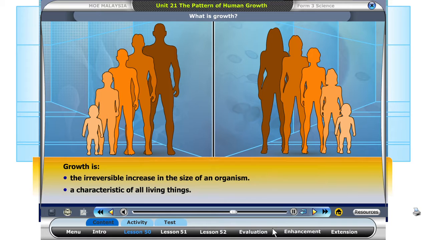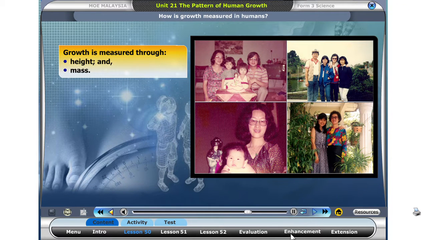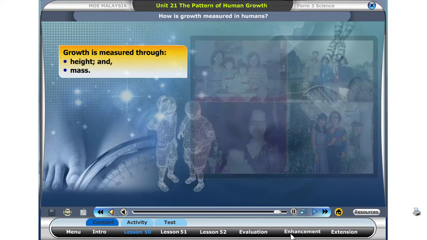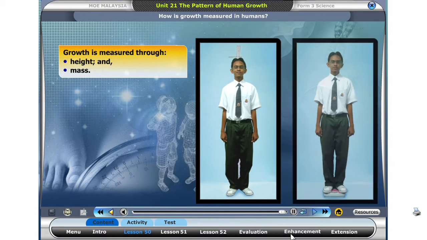Growth is a characteristic of all living things. All living things grow. Remember, when you described how you have grown, you talked about how tall and how heavy you have become. That is how we measure growth in humans. We measure growth through height and mass.